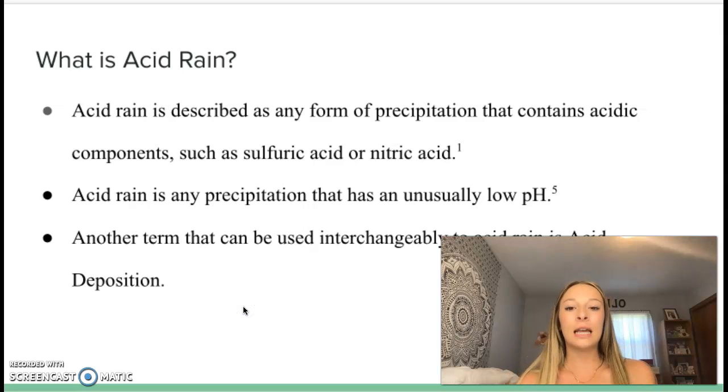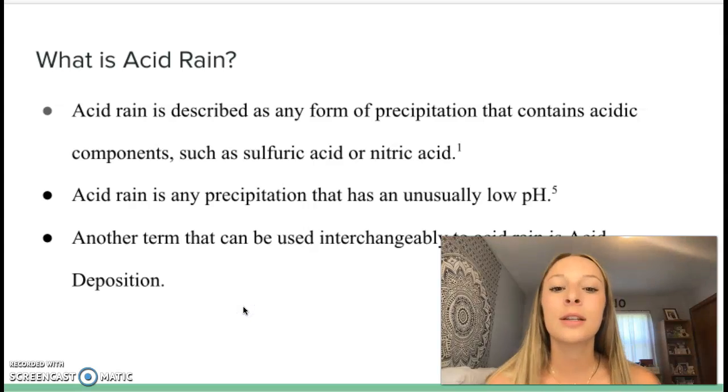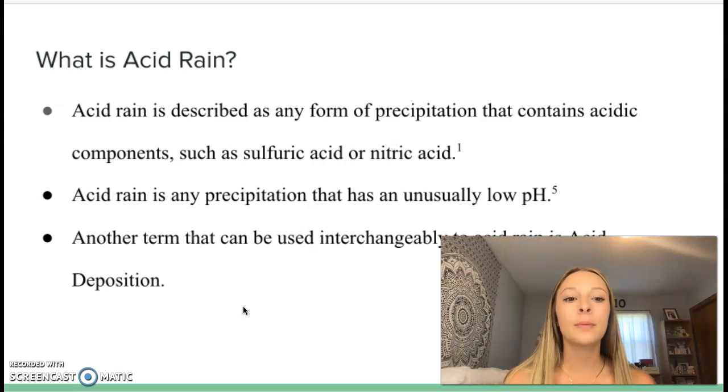What exactly is acid rain? Acid rain can be described as any form of precipitation that contains acidic components such as nitric acid or sulfuric acid. Acid rain is also any precipitation that has an unusually low pH. Another term that can be used interchangeably with acid rain is acid deposition.